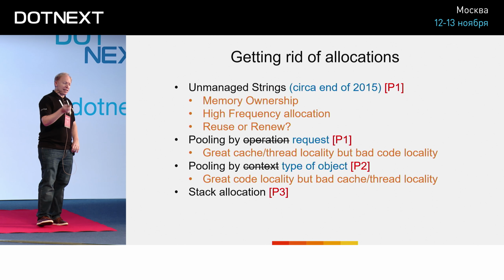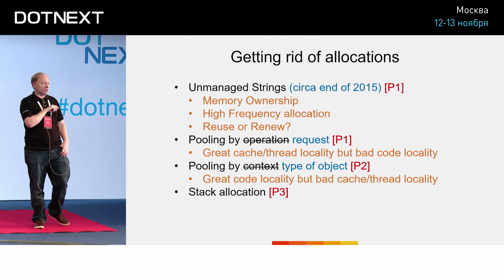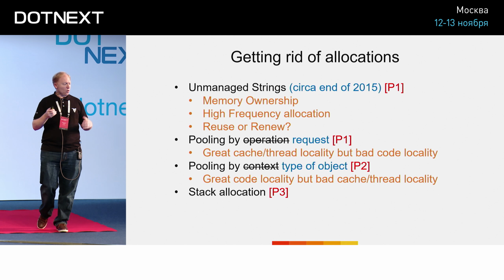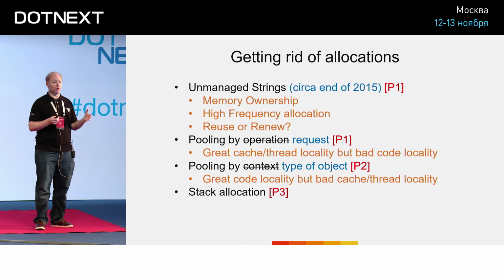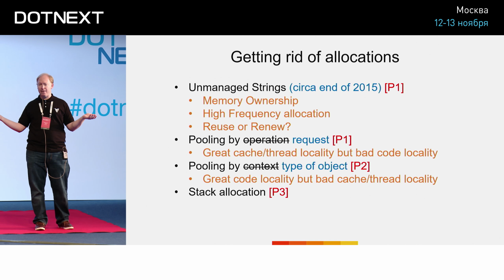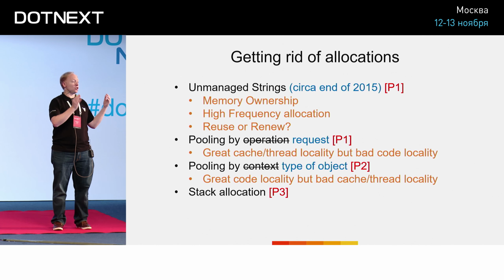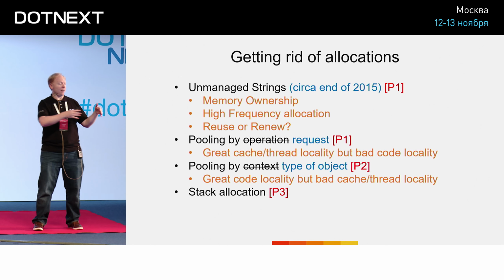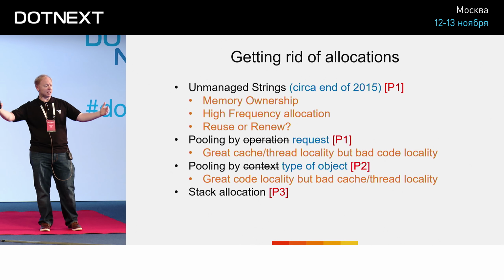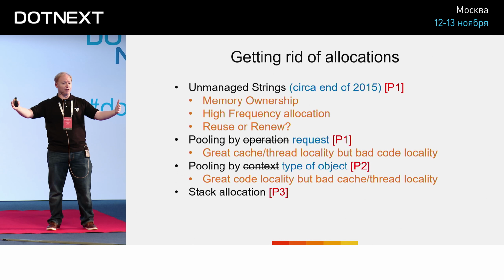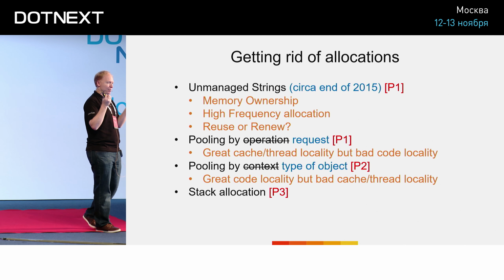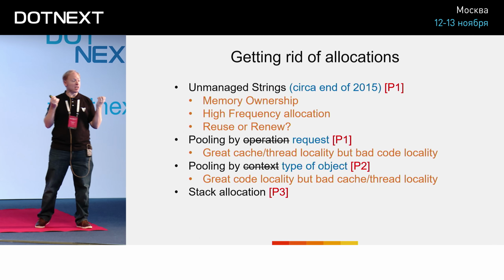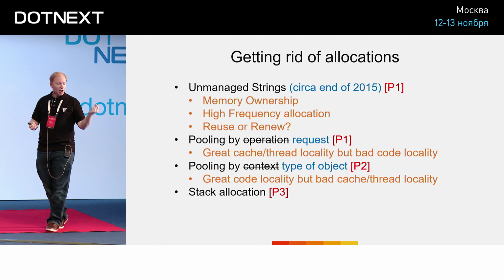So another Pareto thing that we found is that we are now able to pool by request. Because if a request gets executed in the same thread, the memory is already going to be hot. So if I have been using this memory from the strings, and then I reuse that very same memory, that processor already has that memory probably near in the cache lines.